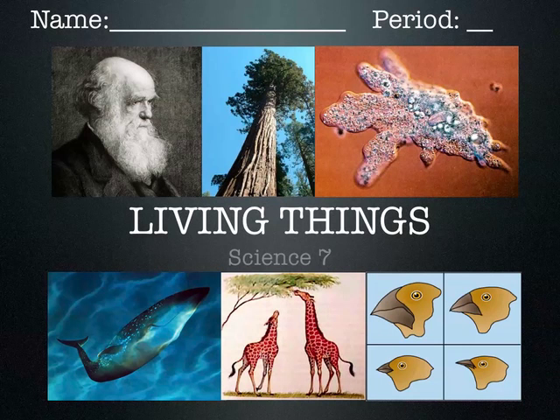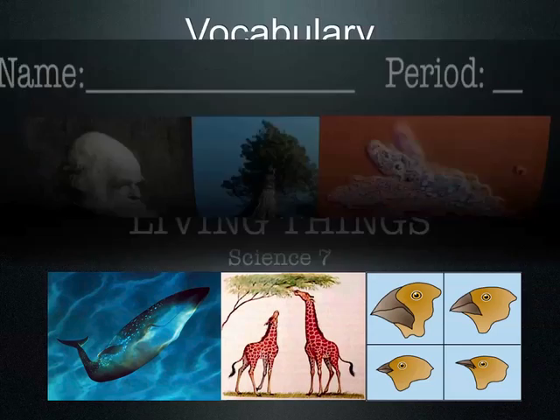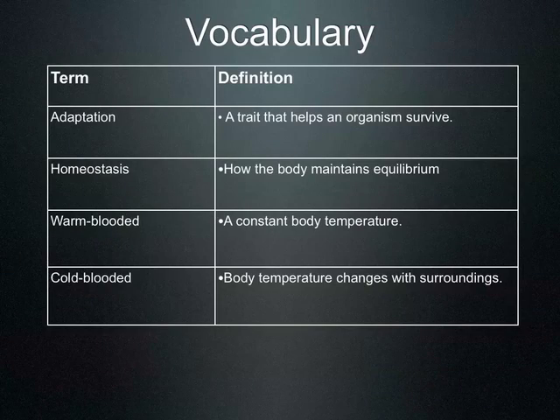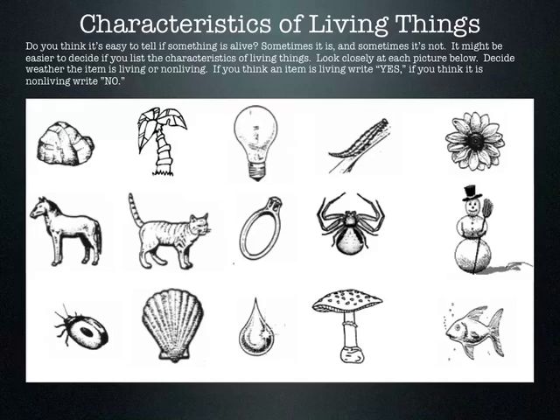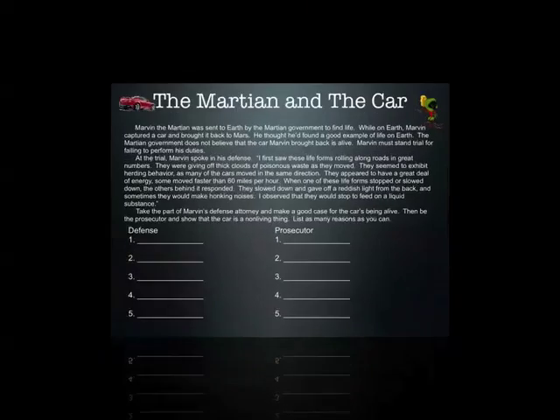On this first slide, what you see is Charles Darwin. We'll learn about redwood tree and amoeba, whale, some giraffes, and some finches. We'll talk about all those things. These are some definitions that you can refer back to. We're actually going to skip ahead a couple slides so we can move along.